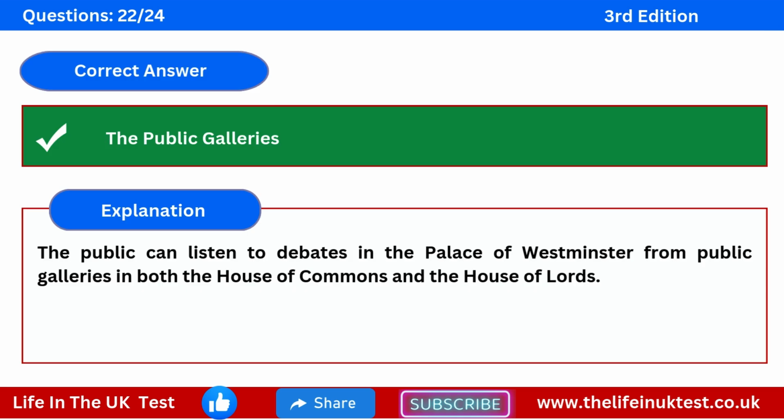The correct answer is the public galleries. Explanation: the public can listen to debates in the Palace of Westminster from public galleries in both the House of Commons and the House of Lords.